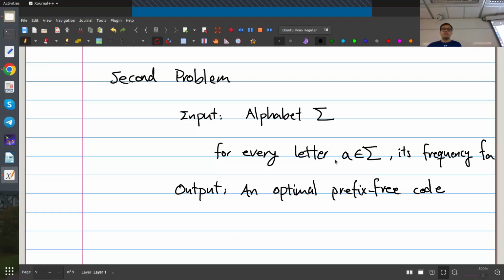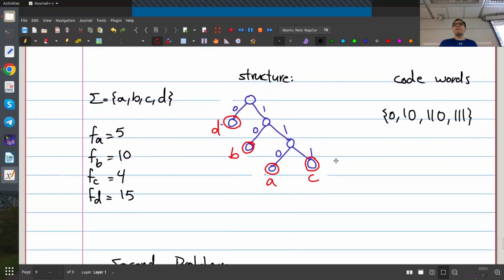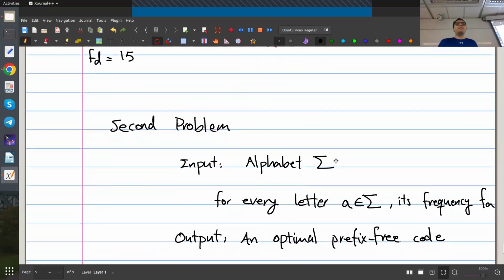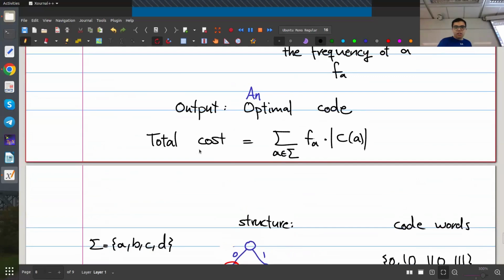Now, of course, I know how to do it if I have the tree, but the hardness here is that I'm not giving you any tree. I'm just saying find the optimal tree, find the best possible thing. Okay, and of course, what I want to optimize, my total cost, is exactly the same as before. So it's just the frequency of every letter times the number of bits that I need to encode that letter.